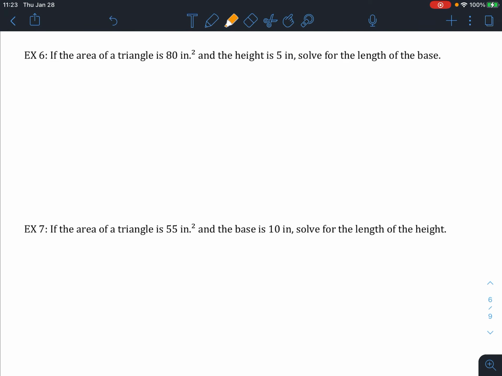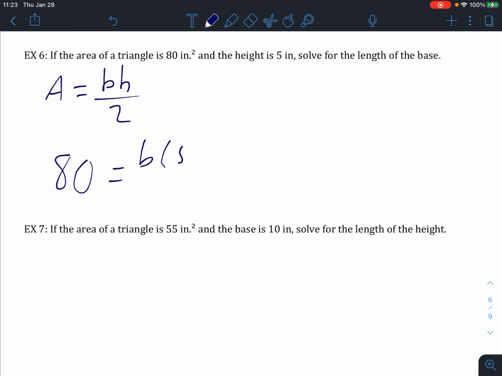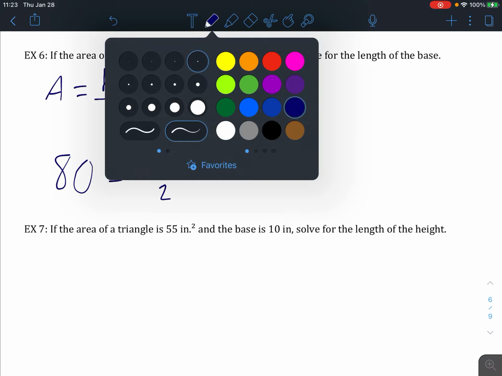Number 6, if the area of a triangle is 80 and the height is 5, solve for the length of the base. All right, let's start by writing out my formula for a regular triangle here: base times height over 2. Let's put everything in that we know. We know the area is 80. We don't know the base, and we know the height is 5.